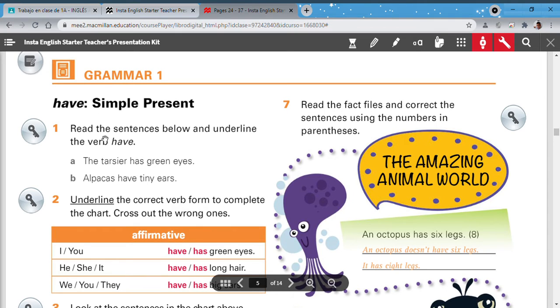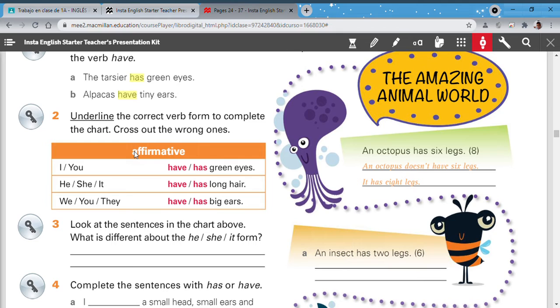Listen, read the sentence below and underline the verb have. The tertiary has green eyes. What is the verb have? Here, you're right. Alpacas have tiny ears. Oh yeah, that is easy. Listen, when we have, we are going to be careful on something.